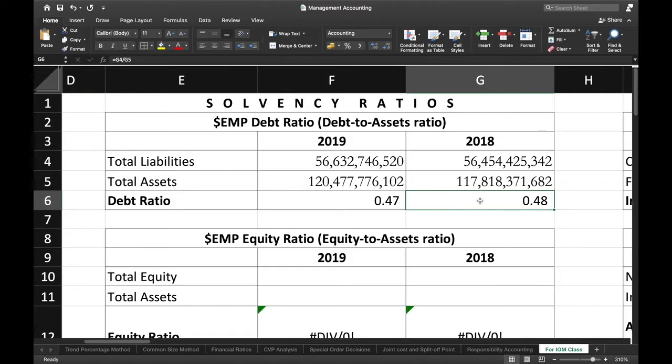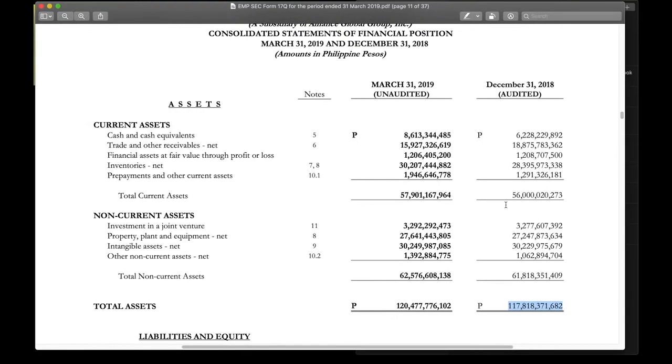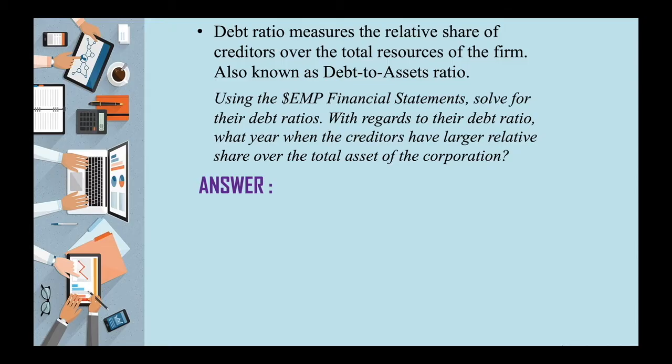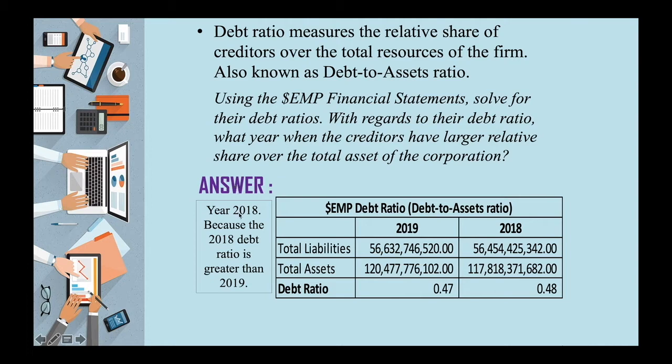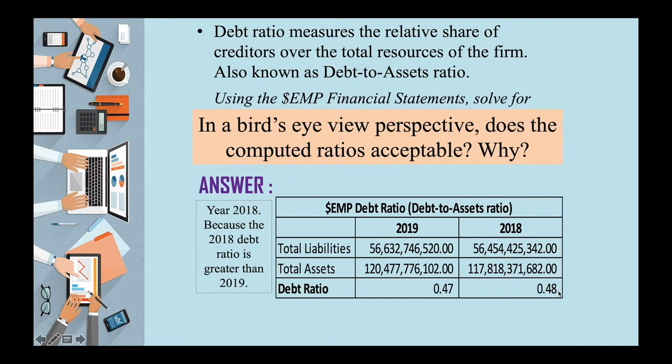Almost half, almost 0.5. Halos kalahati ng total na ari-arian ng company is actually galing sa mga creditors. So, if ever na maningil sila, tapos agad-agad, delikado. No? Ayan, next. Answer, 2018. So, tama tayo, because the 2018 debt ratio is greater than 2019. Ito siya. Okay. So, in a bird's eye view perspective, does the computed ratios acceptable?